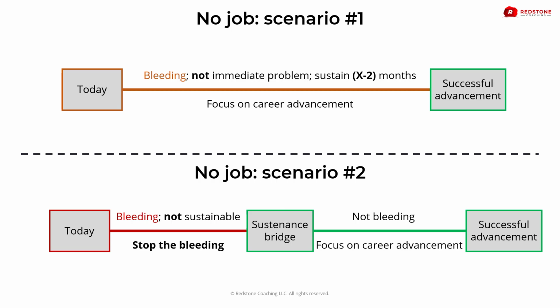And what I mean by stop the bleeding is your situation's not sustainable. You need to build a sustenance bridge, which is taking the job that is soonest and most available to you to pay the bills. Now, is that what you want to do? No. Because nobody wants to take a job that they don't like. Nobody wants to take a job that's below their means. But if you can't pay the bills, you need to. It's sustenance. Don't let your ego get in the way.